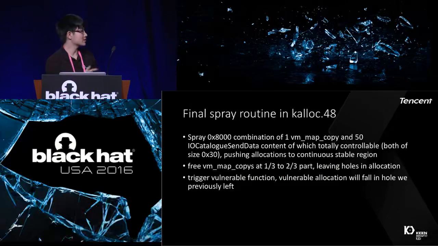So finally, we come up with the following steps in the kalloc.48 zone. First, we spray about 8,000 combinations of one 48-byte vm_map_copy and 40 OSStrings in one IOCatalogueSendData invocation, the content of which is prepared and controlled by us. And then we free the vm_map_copies in 1/3 to 2/3 paths so that we can dig holes in the allocation. And finally, we trigger the vulnerability in the Present3D submit commands, and the vulnerable allocation will fall in the hole we previously left.